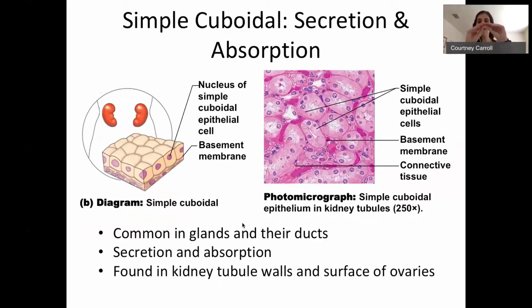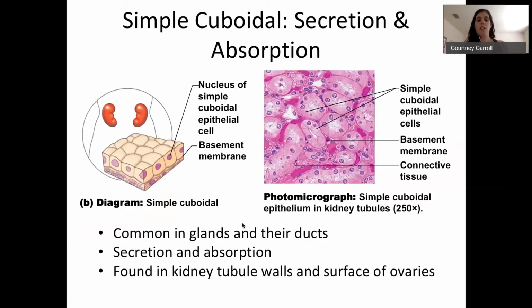In our squamous cells, these cells are super thin, so they can't make a lot of stuff, but in the cubes and the columns, they have more volume, and so they can make more proteins, for example, or pigments that need to be secreted or absorbed. So you're going to see simple cuboidal, for example, in a lot of glands and their ducts because they're secreting things that are going to be released through that gland or duct system.